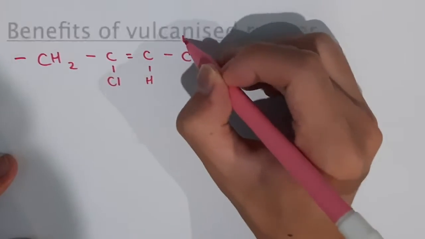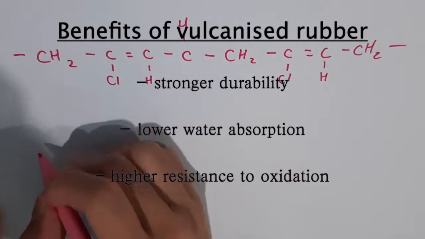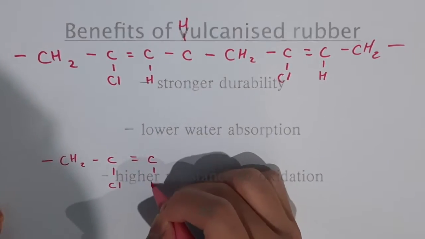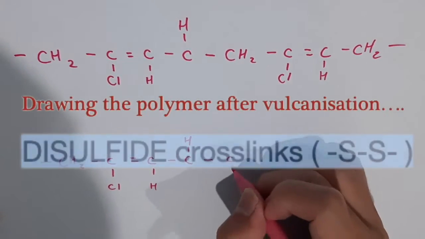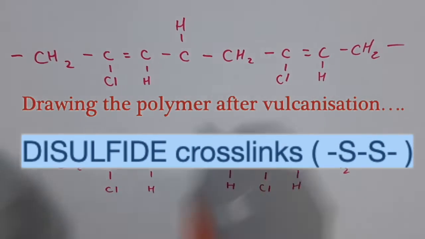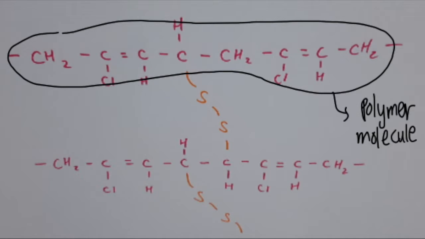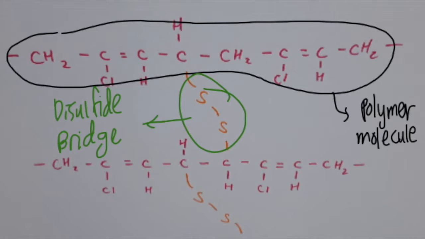The benefits to vulcanized rubber is that it has stronger durability, low water absorption, high resistance to oxidation, and much more. During the process, disulfide crosslinks are formed between the rubber molecules, consisting of 2 sulfur atoms in each link. This is what increases the stability and elasticity of the polymer. This is the polymer molecules and the disulfide bridge of the finished product.